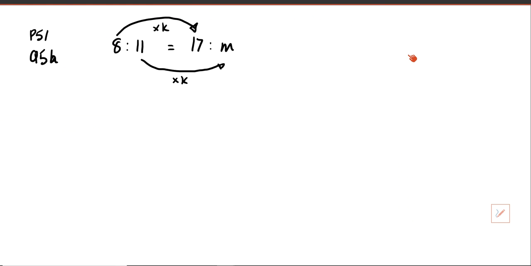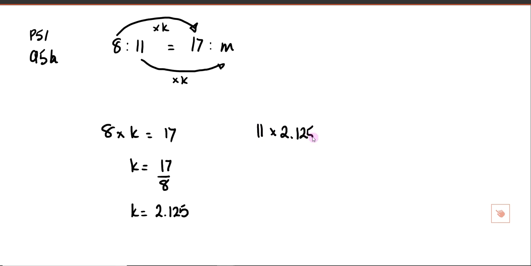So, any ideas? Okay, so we can write it out again, can't we? We've got 8 times k equals 17. So k is 17 divided by 8, which we could turn to a decimal if you like: 2.125. Therefore, 11 times 2.125 must equal m. So what's 11 times 2.125? 23.37.